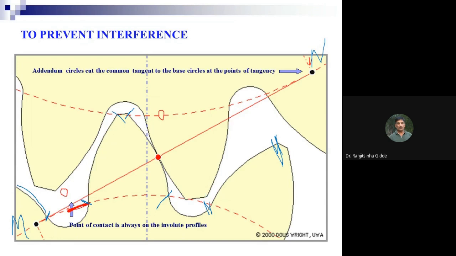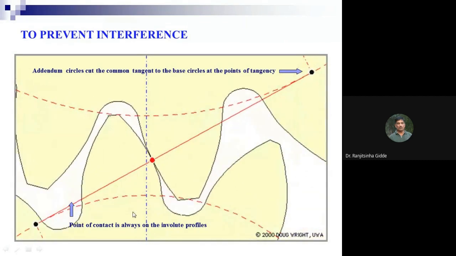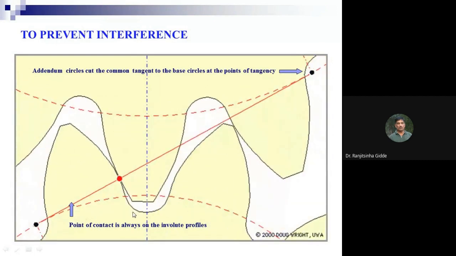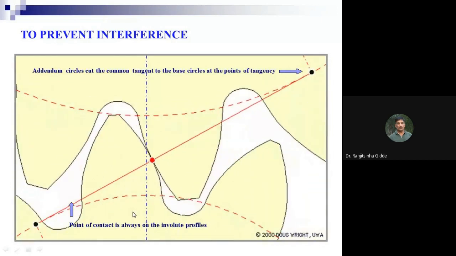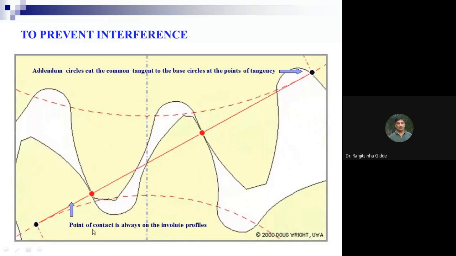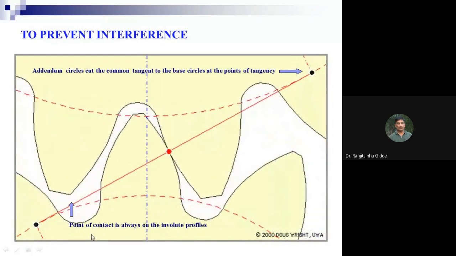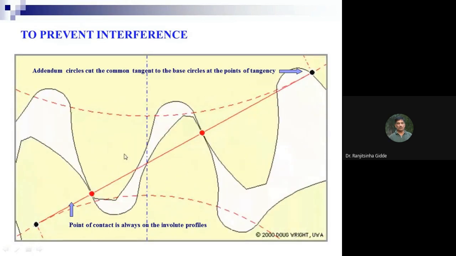The tip of the tooth here meshes only in this area, not here, right? And if contact happens here, then there will be interference. Now check. So what is the first method to avoid the interference? That addendum circles cut the common tangent to the base circle at the point of tangency. And what is the second method? That point of contact is always on the involute profile. So this is required, so this may be asked in the MCQs.